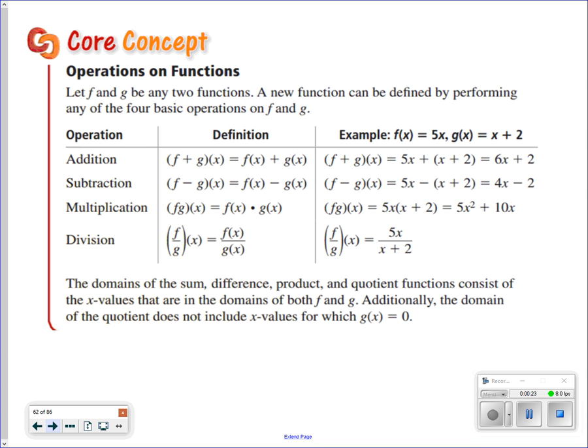Adding, you're just going to add like terms. Subtracting, you would subtract like terms again. Multiplying, going to multiply the two together, and dividing. Now, the one thing I will say is about the domain.